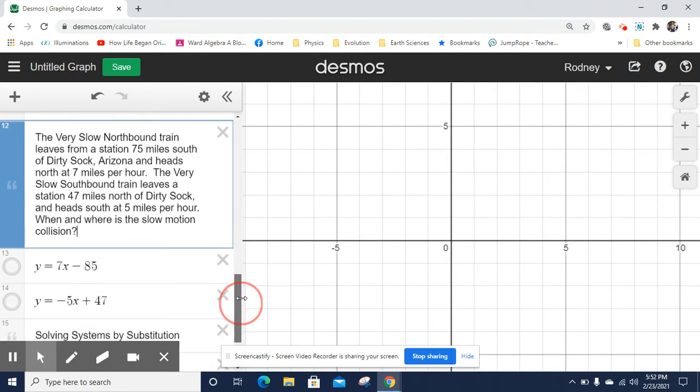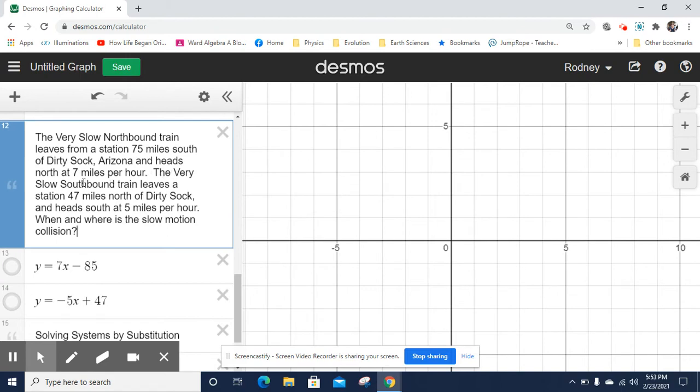So we have the very slow northbound train. This is the opposite of an express. It leaves from the station 75 miles south of Dirty Sock, Arizona, which is an actual place. Might be in New Mexico. I might have to look that up. But at any rate, it heads north at 7 miles per hour after starting 75 miles south.